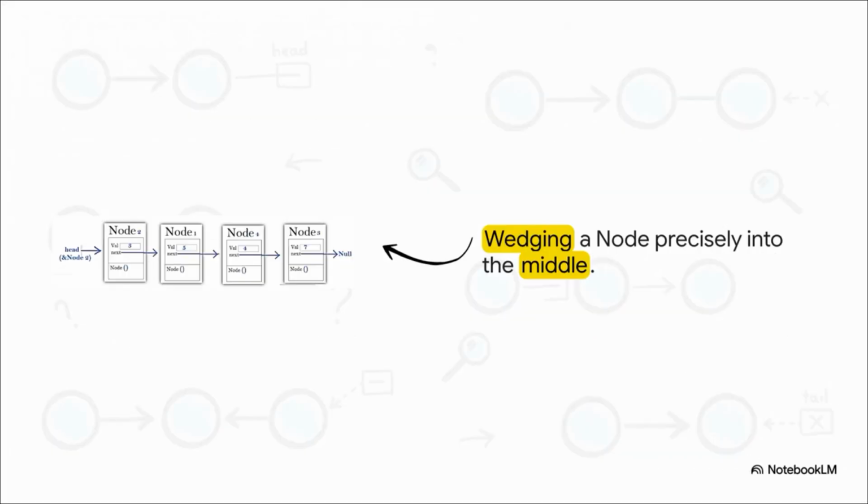Inserting right into the middle is honestly just as elegant. Say we want to wedge node 4, holding the value 4, right into the second position. We traverse to the node just before our target spot. We make our new node 4 point to the node currently occupying that spot, and then we just update the previous node to point to node 4 instead. We've seamlessly wedged a new node right into the middle of the chain, just by updating 2 pointers.